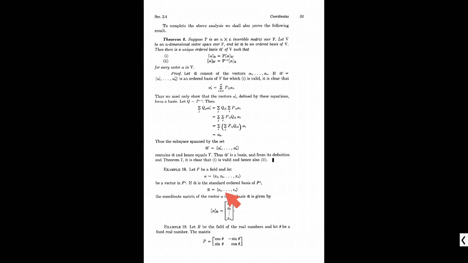Hi all, today we discuss the illustrative examples of theorem 7 and 8. First we discuss example 18. We start with the field F and alpha is an element of F^n.